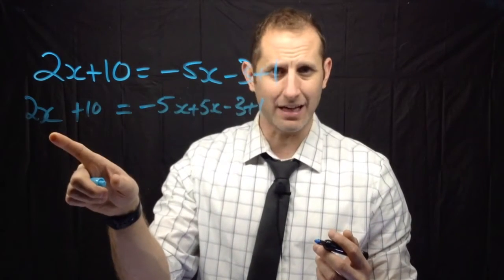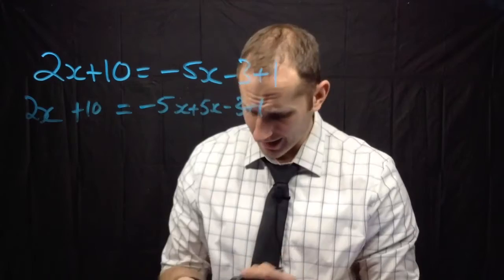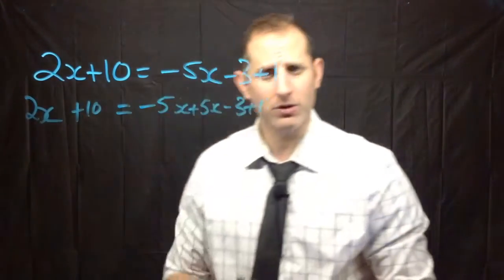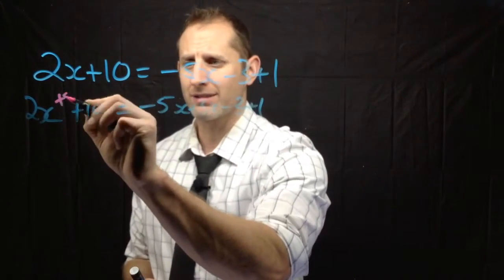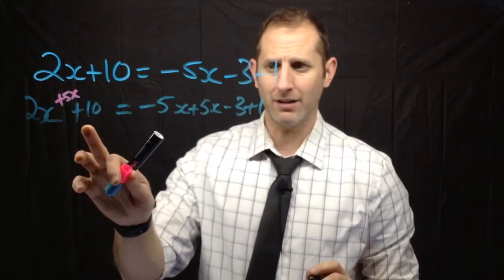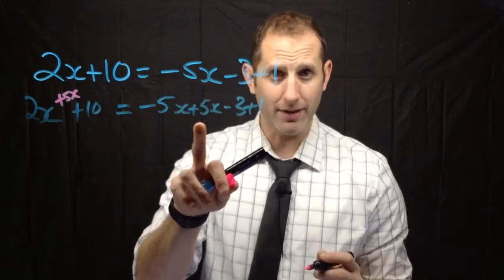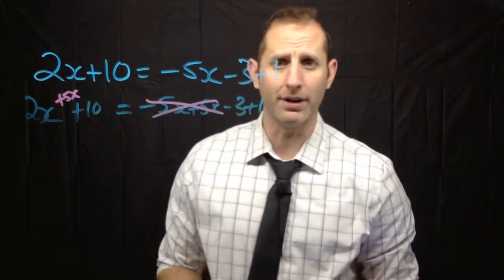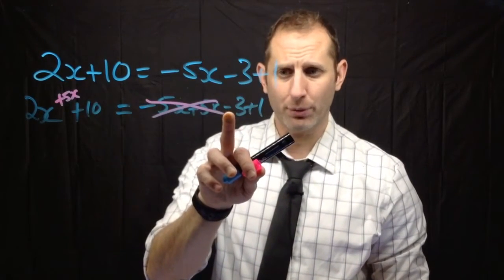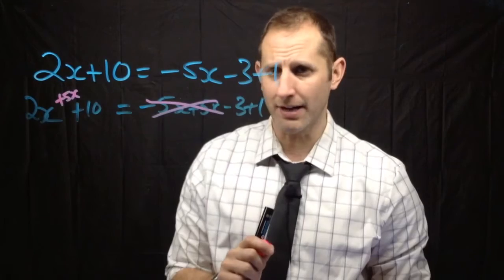So technically, this becomes 2x, and I'll do it in a different color. This becomes 2x plus 5x plus 10 minus 5x plus 5x. Now, we know that minus 5x and plus 5x cancel each other out. So they're gone. And that leaves us with negative 3 plus 1 on this side.